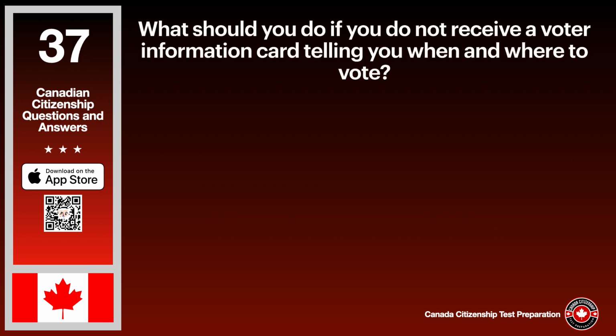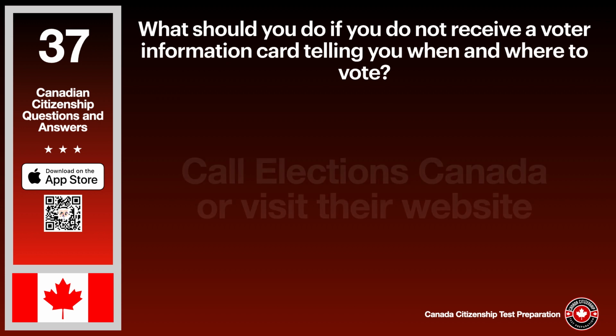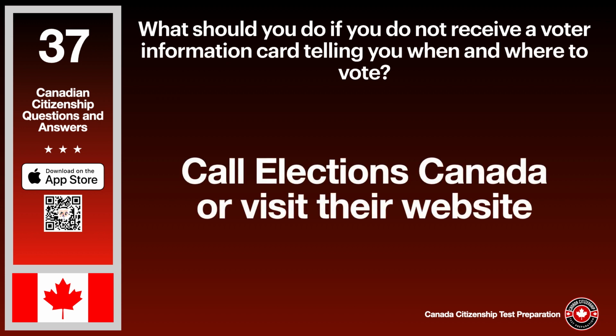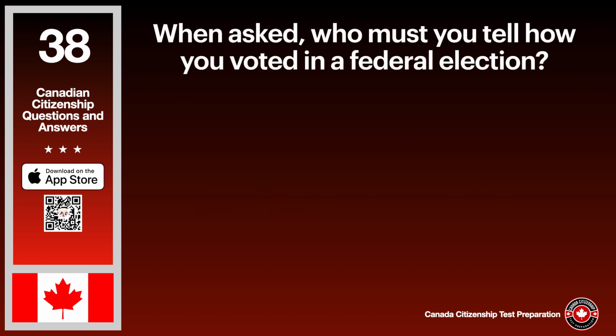What should you do if you do not receive a voter information card telling you when and where to vote? The answer is call Elections Canada or visit their website. When asked, who must you tell how you voted in a federal election? The answer is no one.